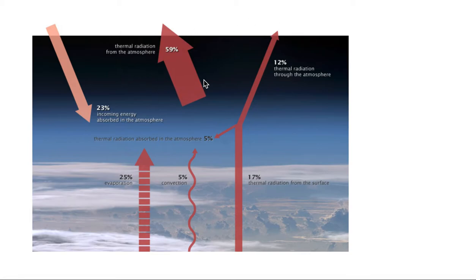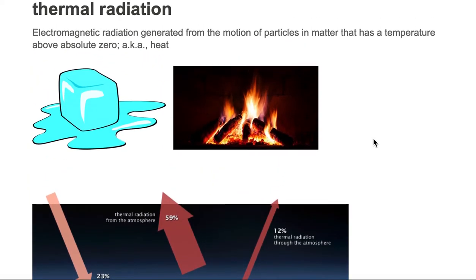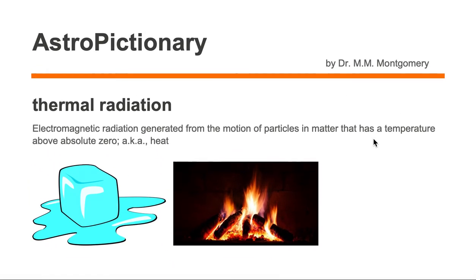You have also particle motion within the atmosphere, and the more particle motion you have, the more thermal radiation you're going to generate, and that thermal radiation is also going to leak out of Earth's atmosphere, especially during summer. So you have three good examples here of thermal radiation.